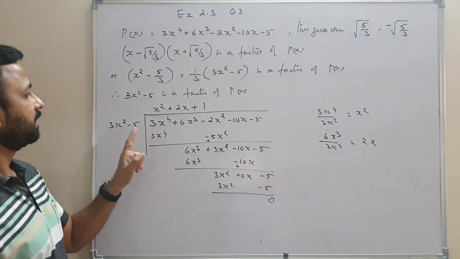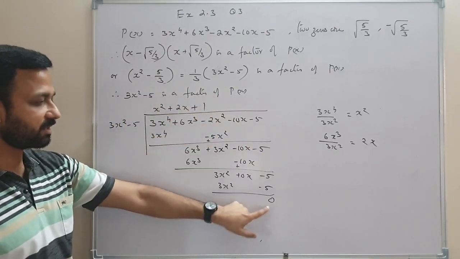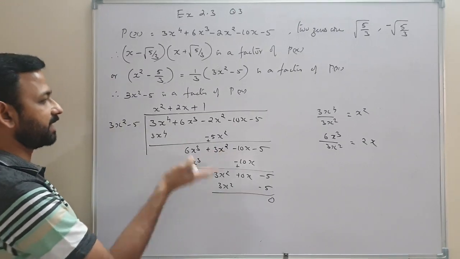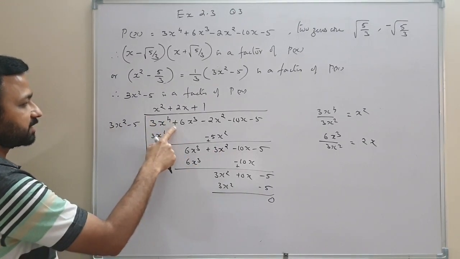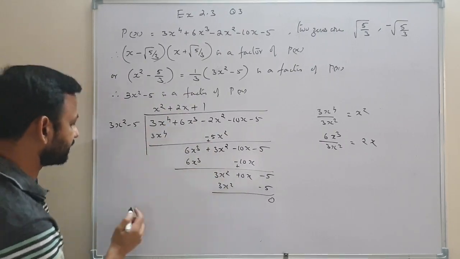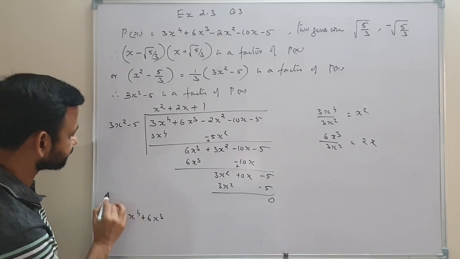So here 3x square minus 5 is a factor of Px, that's why we got remainder 0. And if the remainder is 0, then we can apply the division rule. Dividend is equal to divisor into quotient plus remainder. So the dividend, that is 3x raised to 4 plus 6x cube.